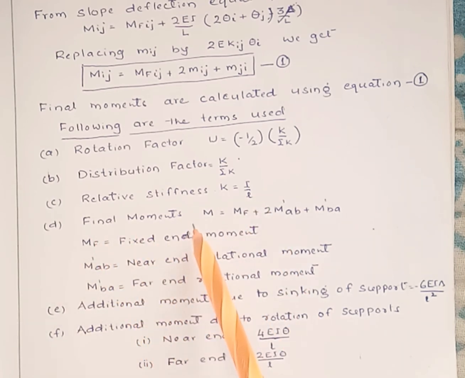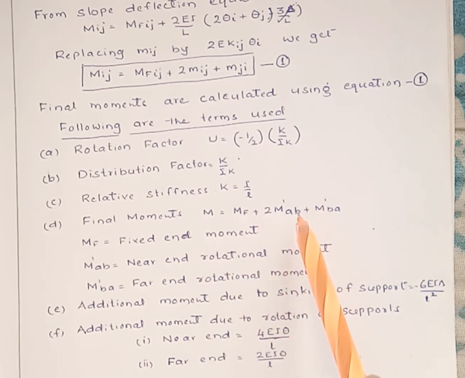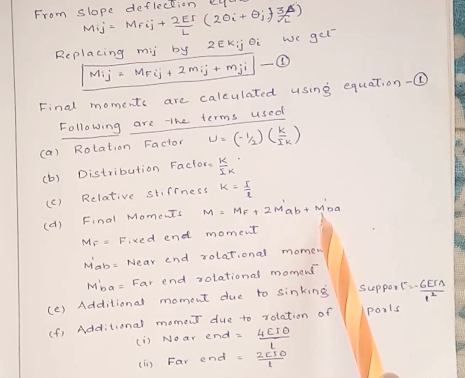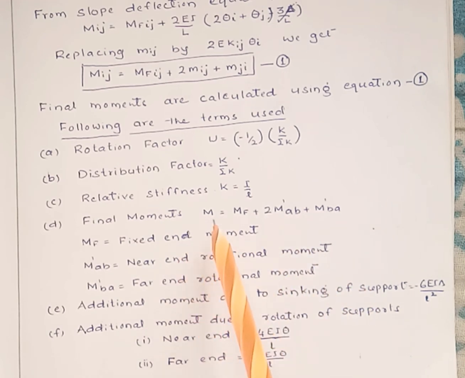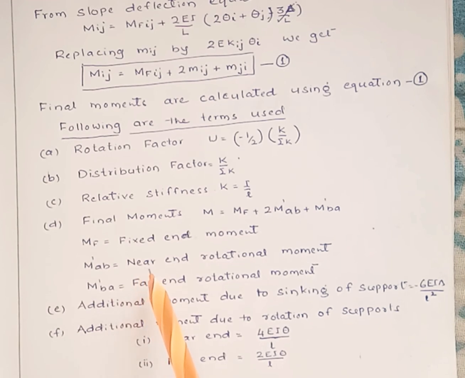Then the final moments are given by M equals MF, that is the fixed end moment, plus 2 times the rotational moment of the near end plus 1 times the rotational moment at the far end, that is M dash ba. By using this equation, we can calculate the final moments in any span, where MF is the fixed end moment, M dash ab is the near end rotational moment, and M dash ba is the far end rotational moment.